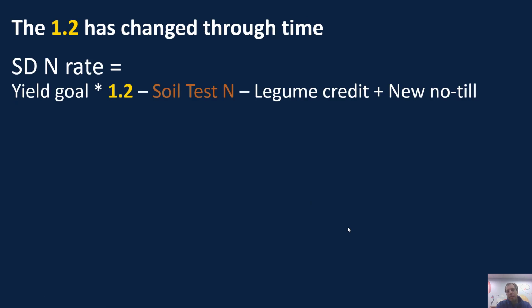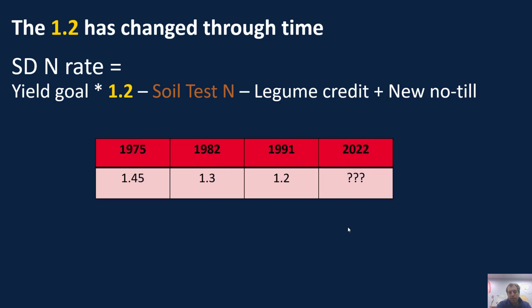And this 1.2 isn't something that's been stable. It's changed throughout time. So if we kind of look through time, back of the recommendation for this, 1975 we're 1.45, 82 1.3, 91 1.2. And if we look at 2022, 2023, going into 24, we're around 0.9 or 1 is what the data is showing us.